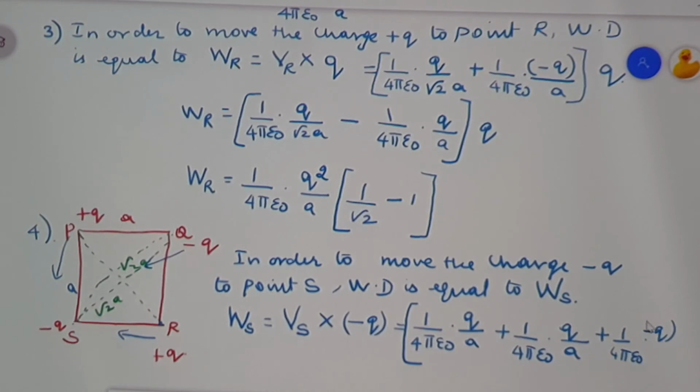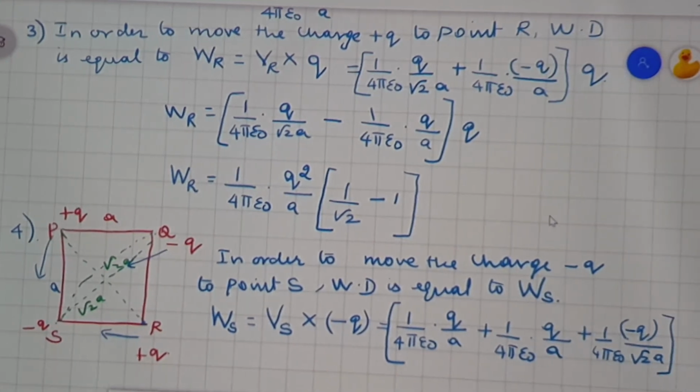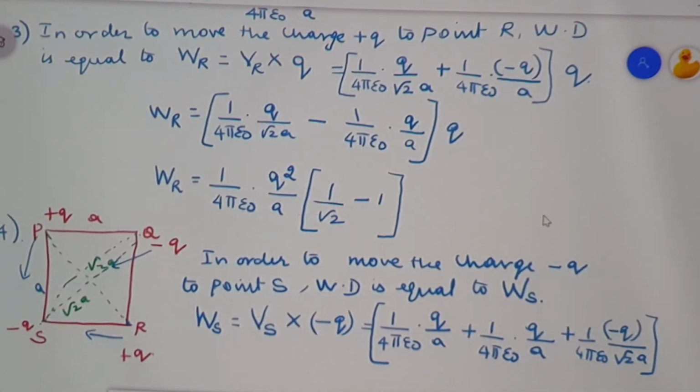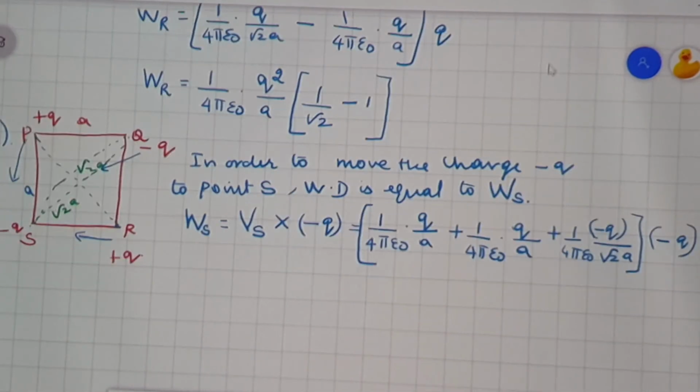Here you are having minus Q divided by the distance, which is root 2 into A, multiplied with the charge mode. What is the charge mode? The charge mode is considered to be minus Q. So multiply this with minus Q. Clear? Now you simplify. How to simplify?